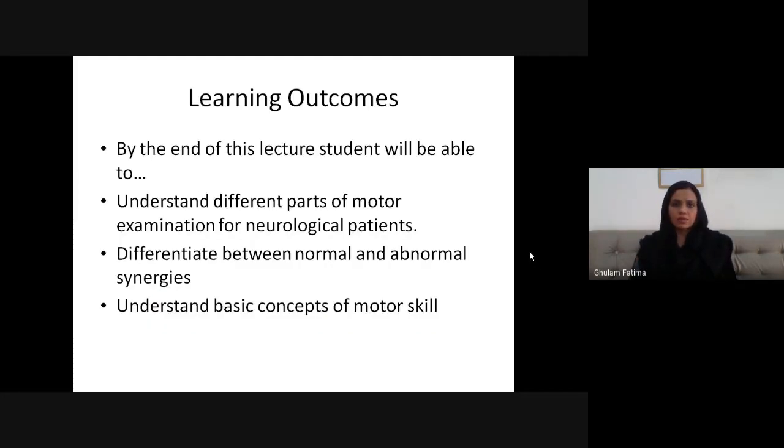So the learning outcomes for today's lecture are that by the end of this lecture you should be able to understand different parts of motor examination, including the ones discussed in the previous lectures, and you should be able to differentiate between normal and abnormal synergies, and you should be able to understand and demonstrate these different concepts of motor skill examination and motor performance examination.